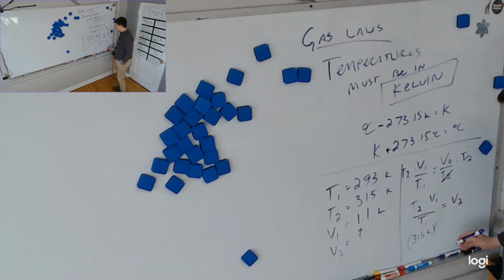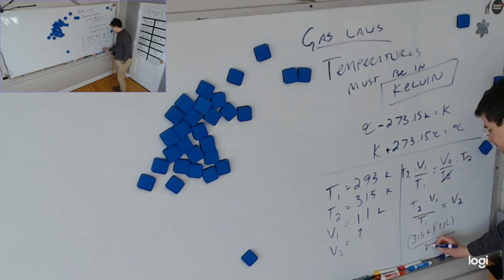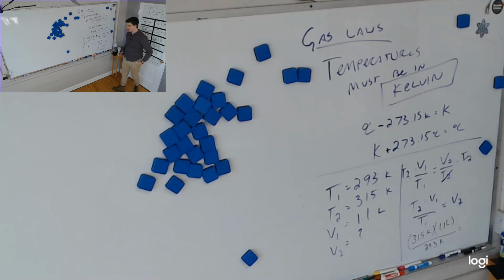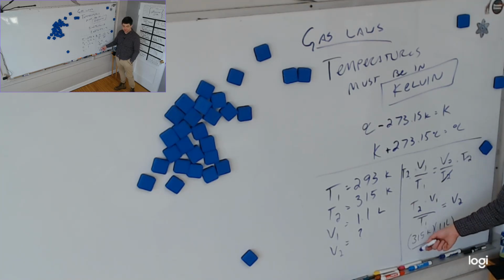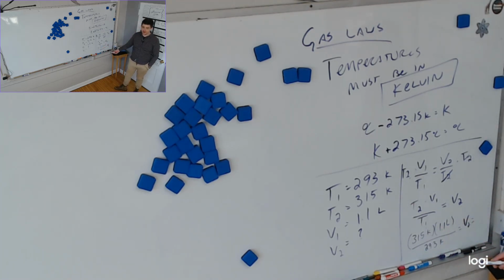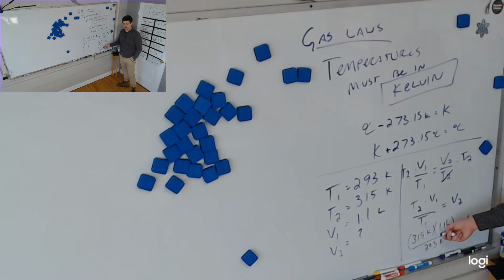Volume 1 was 1.1 liter. Temperature 1 was 293 Kelvin. How will I type this in my calculator? Well, I would type in 315 times 1.1, enter, and then divided by 293. Why press enter? Because if you press the divided by, it's just going to divide 1.1 by 293 and then multiply that by 315, which may work. I don't actually know, but at some point it won't. I've had it mess up before. So I always do multiplication in one step, then divide by each individual thing that needs to be divided.